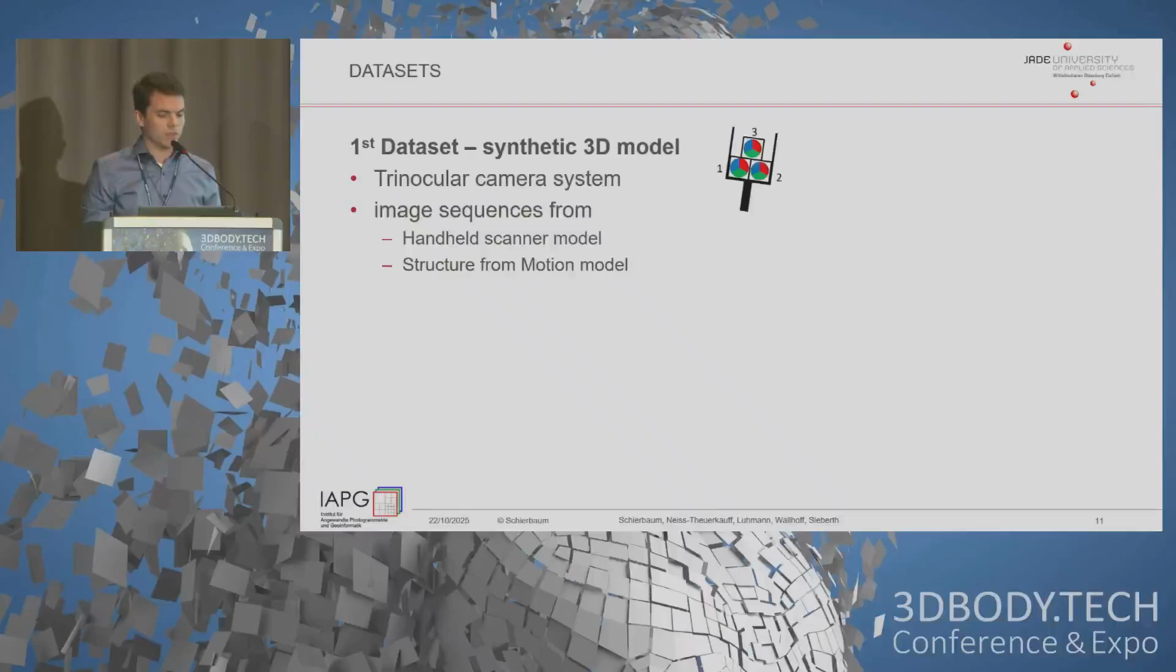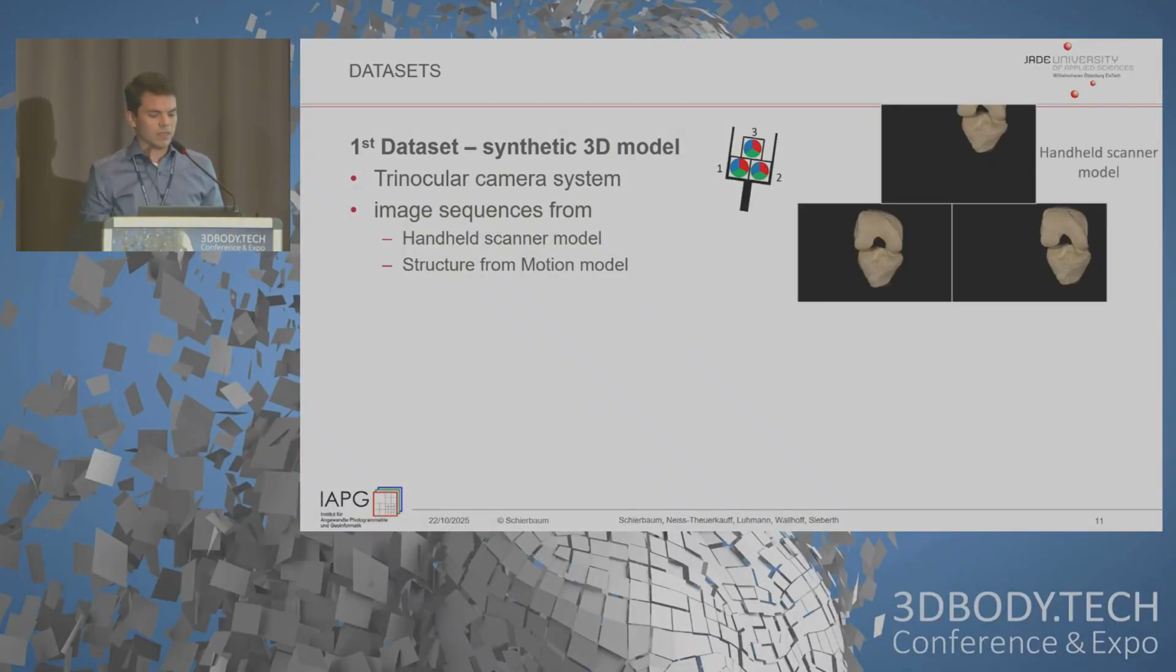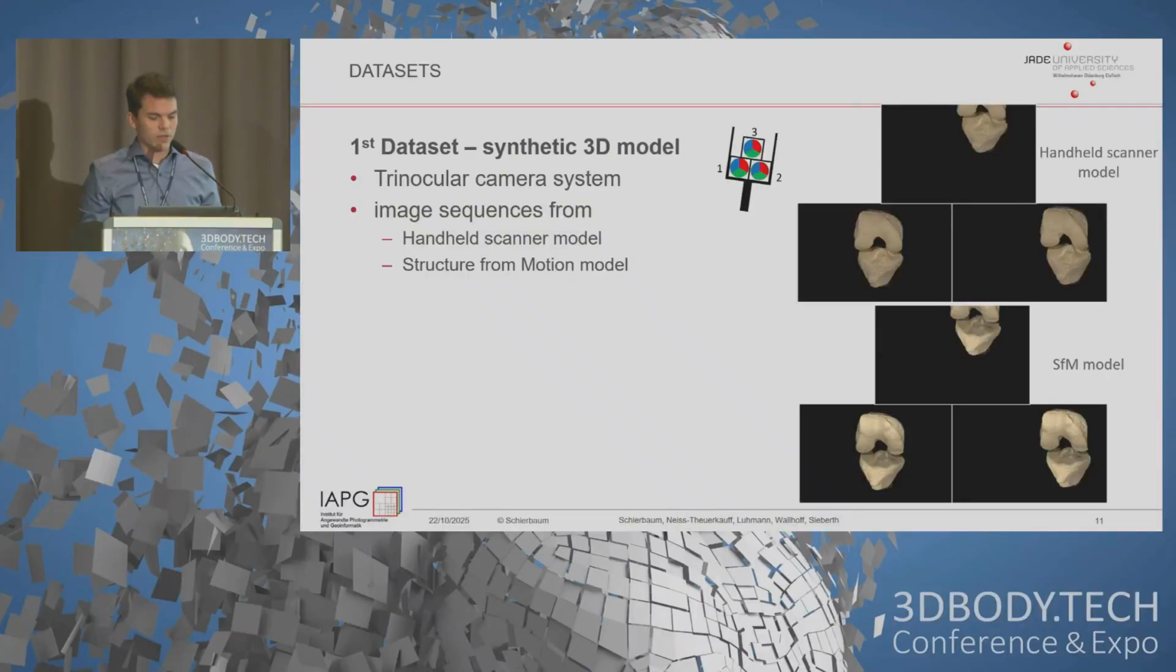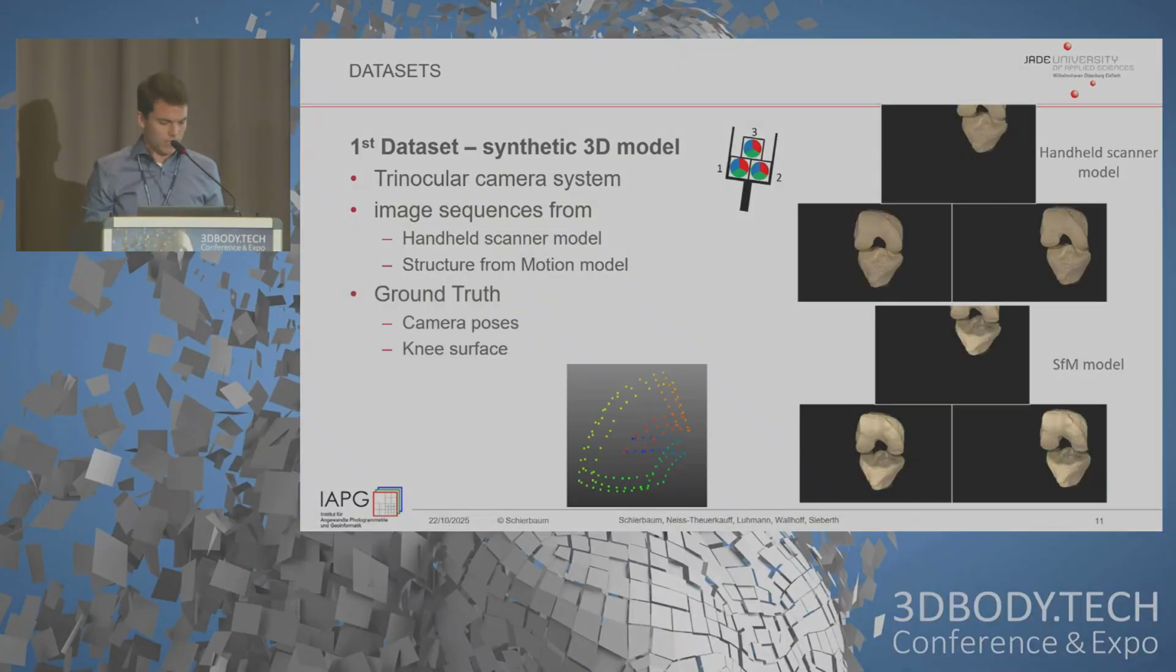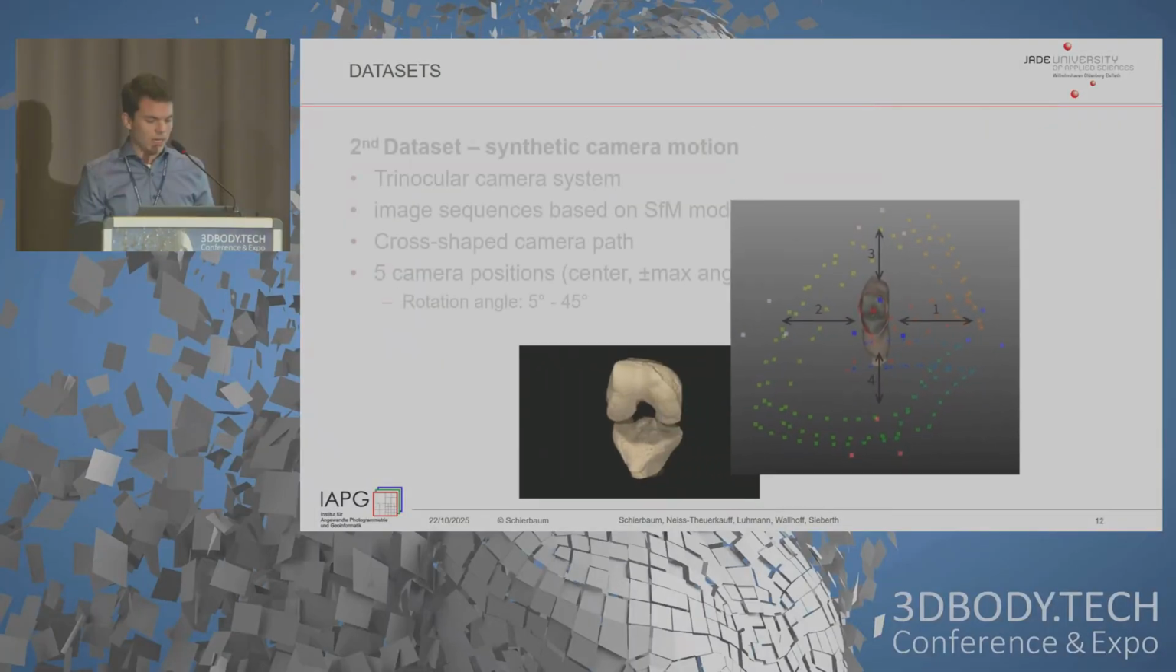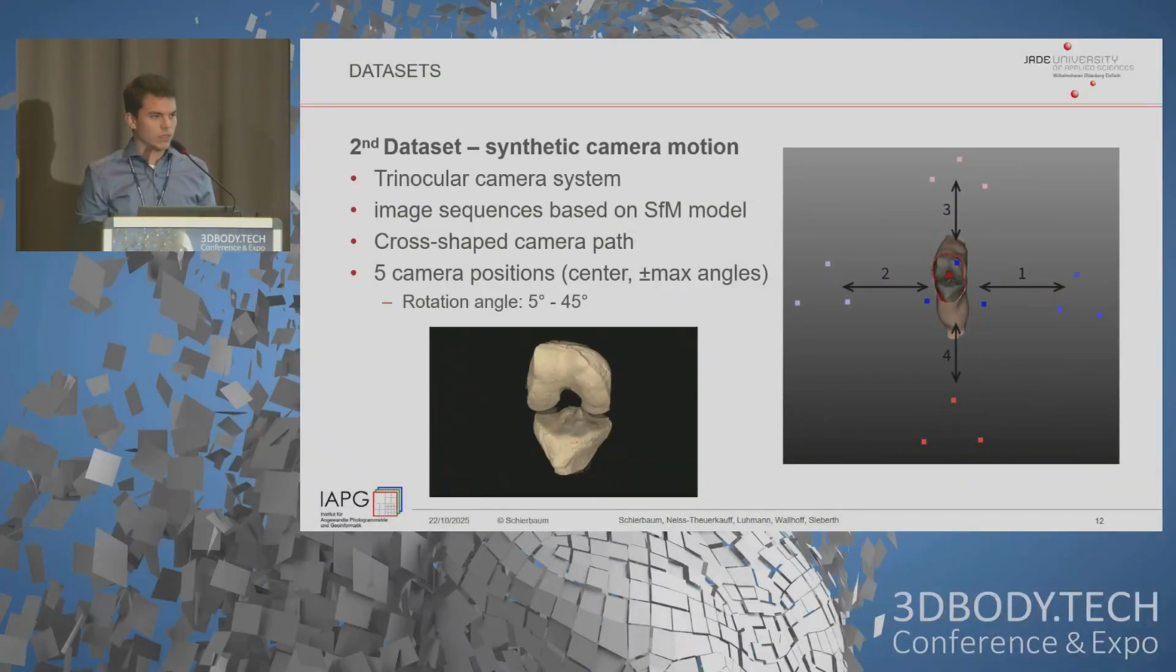We have two image sequences for each camera from the trinocular camera system: one from the handheld scanner model, and one from the structure from motion model. And we have the ground truths for the camera pose, and obviously the ground truths for the knee surface. For the second data set, we use the trinocular camera system too, but here we have synthetic camera motions, which are cross-shaped.